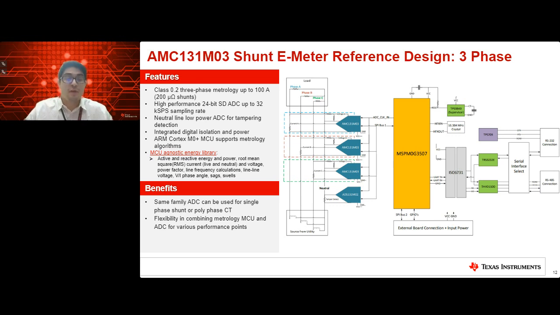We have the integrated digital isolation and power again, that's part of the AMC. And the MSP-M0G that's on here is an ARM Cortex-M0 microcontroller. And it supports that energy library I was talking about from before. This is something that we are in the process of working on. We have the boards and we're starting to do some testing on it. So you can see that this reference design will be coming out very soon to be evaluated by you all.